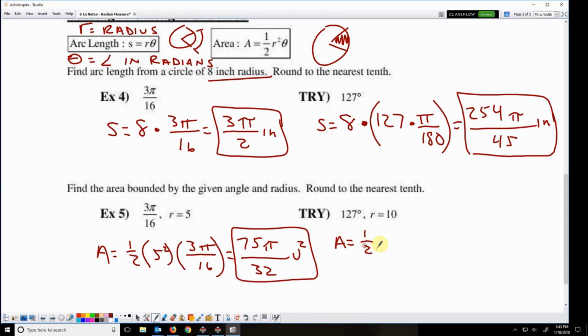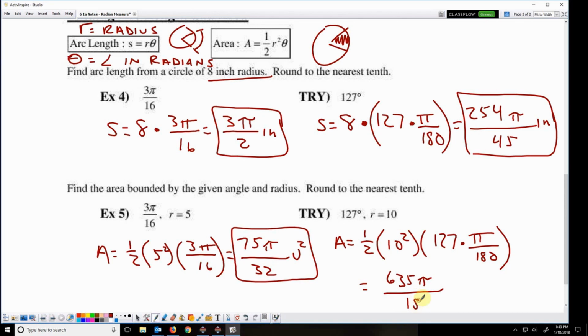So the area is 1/2 times the radius squared times the angle in radians, and this is in degrees. So 127 times pi over 180 to turn that into radians. So 1 times 10 squared times 127 over 2 times 180 is going to simplify to 635, and the numerator has a pi in it, over 18 units squared.